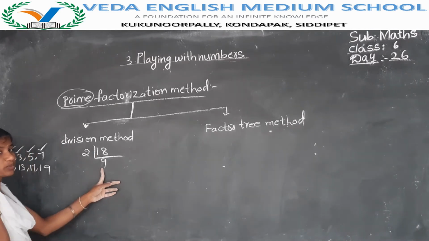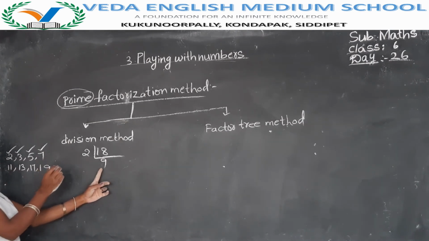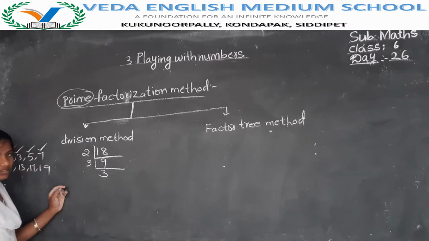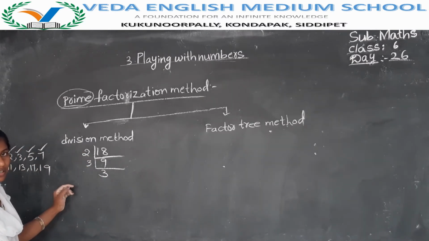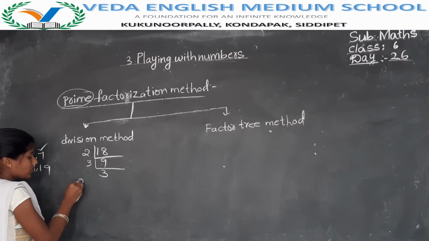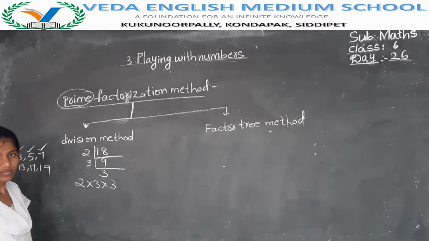Then what is the next smallest prime number? The next prime number is 3. Now is 9 divisible by 3? Yes, it is divisible. That is 3 3s are 9. So in the division method, the factors of 18 are 2 into 3 into 3. Understand? Like this you have to find.